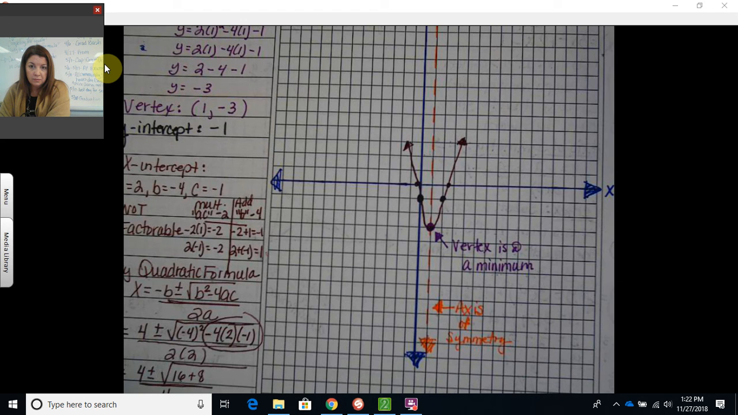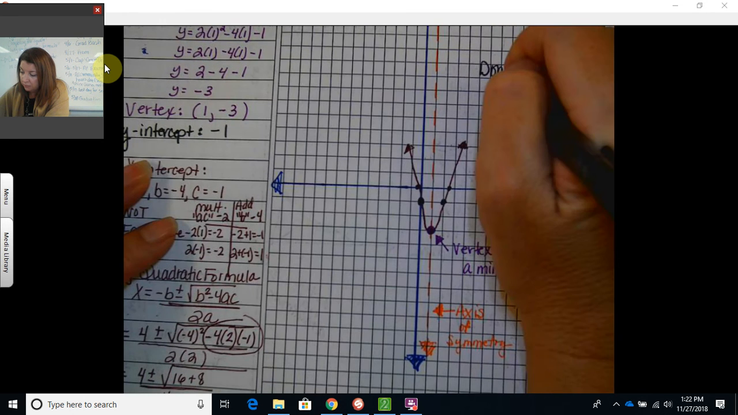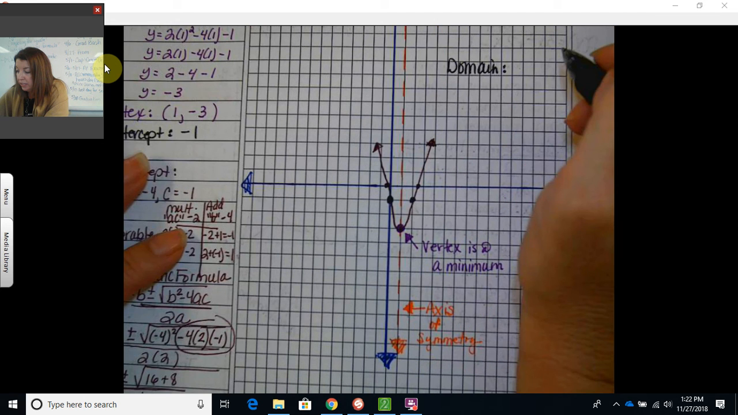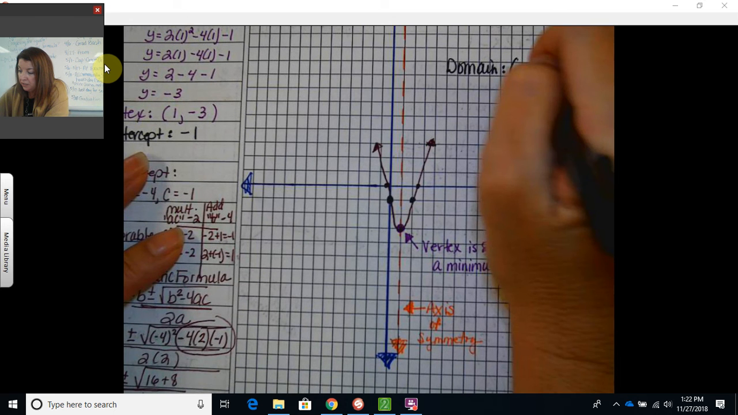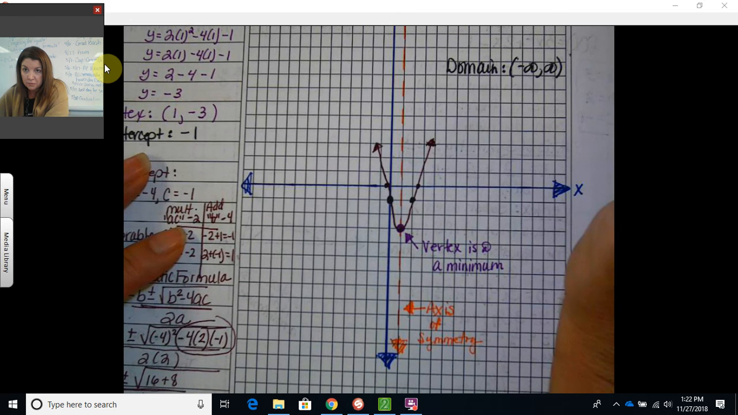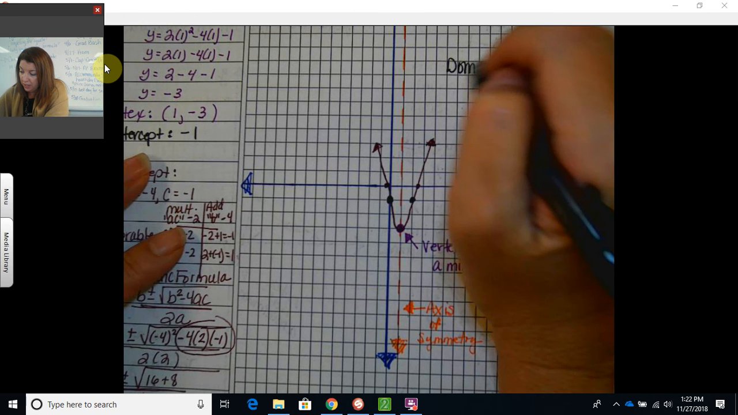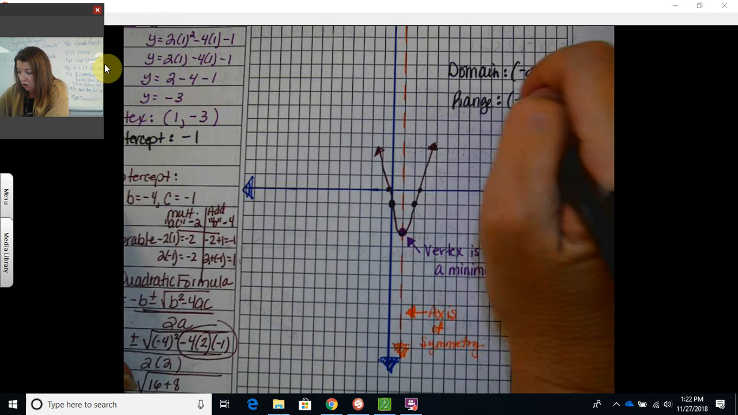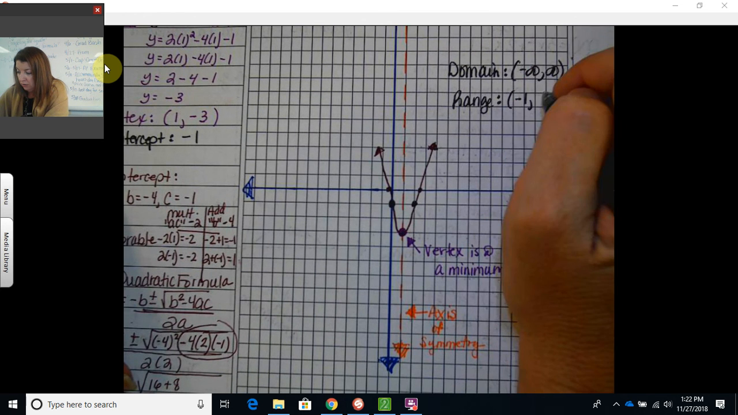So, what is my domain? All real numbers, or in interval notation, from negative infinity to positive infinity. What is my range? What's the lowest y value? Remember, range is y value. So from negative 1 all the way, my y's, when they're going up, do they ever end? No, so they'd be all the way to positive infinity, right?